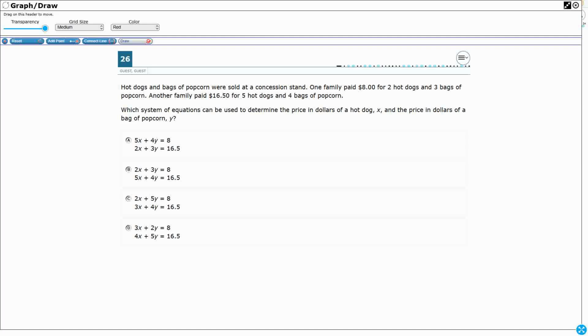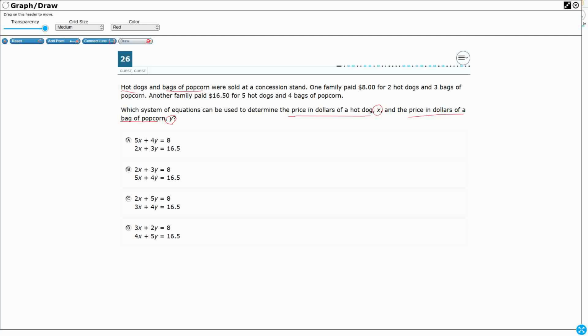So we've got hot dogs and bags of popcorn. These are going to be our two things that we are looking at here. One family paid, and then we've got some prices for the hot dogs. Popcorn, another family paid, and then we've got that. Okay, so we need to find a system of equations that can best be used to describe. They give us the variables here, so we don't even have to guess. Price in dollars of a hot dog, X, and price in dollars of a bag of popcorn, Y.